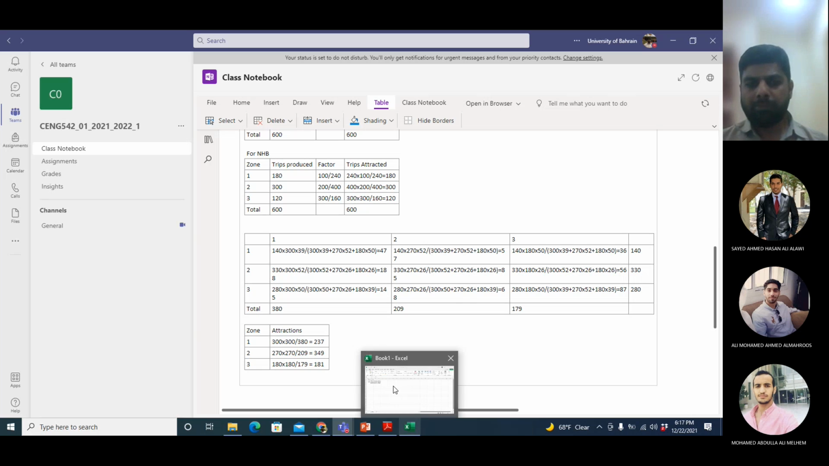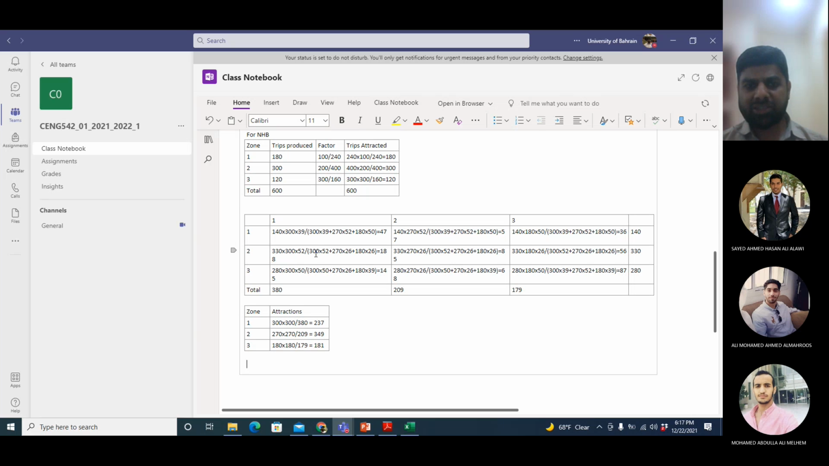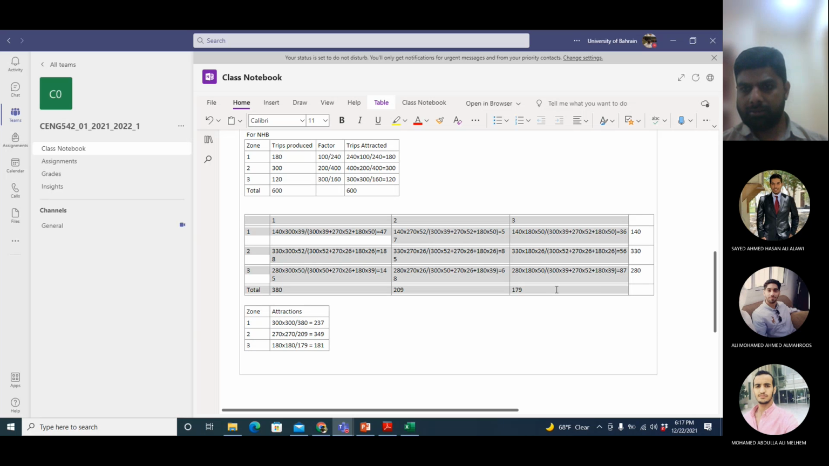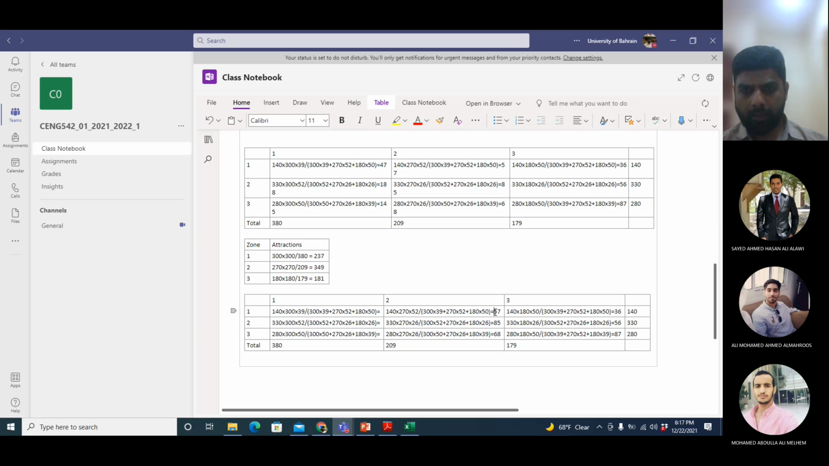Okay, I will not do the complete iteration, but I will tell you what will change. The next iteration, basically the attractions will not be the numbers which you initially had, the attractions will be these now. So for example, I will take this complete table. Obviously the numbers will change. The total for trip production should still remain the same.